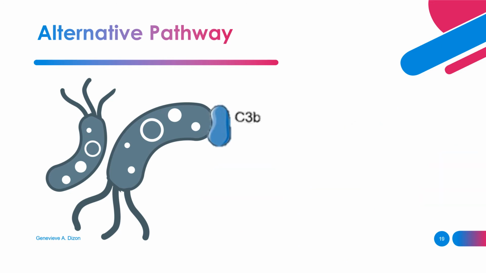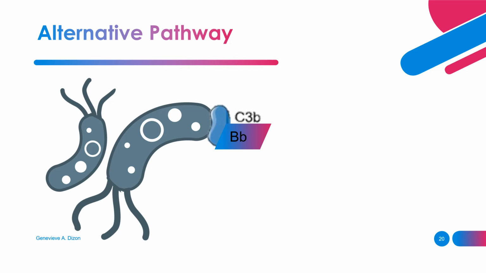The C3b that is attached to the microbial surface then acts as the binding site for factor B. This is the first unique component of the alternative pathway. The second unique component is factor D. Factor D cleaves factor B, which is bound to C3b, to form Ba and Bb. The fragment Ba is released while Bb stays with C3b.